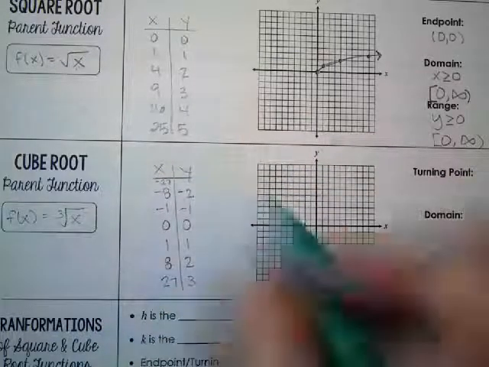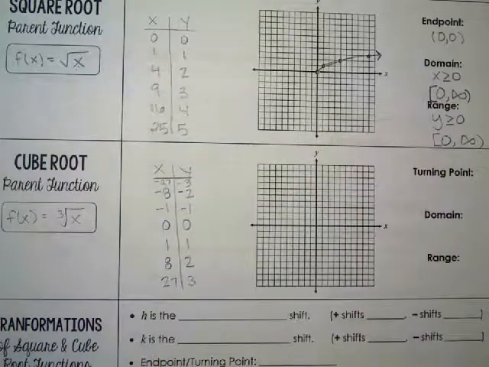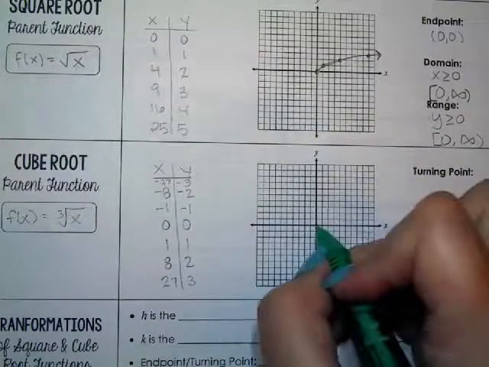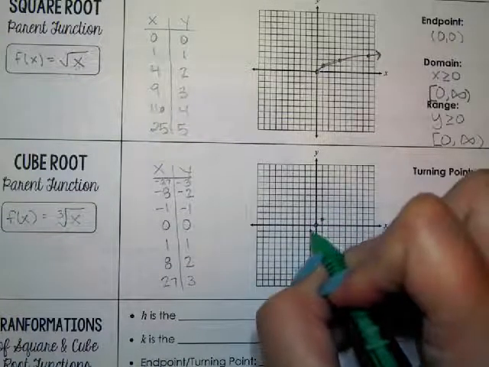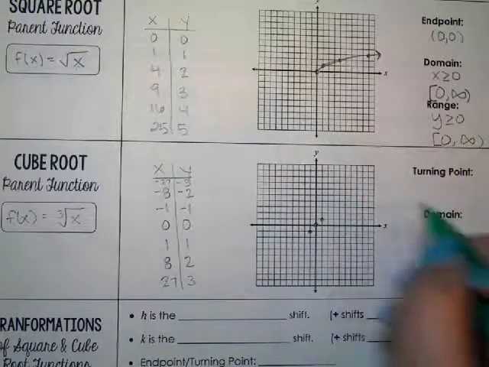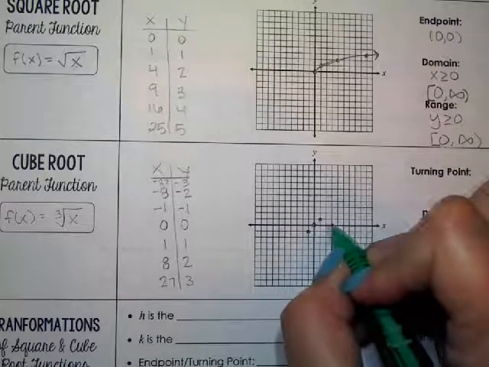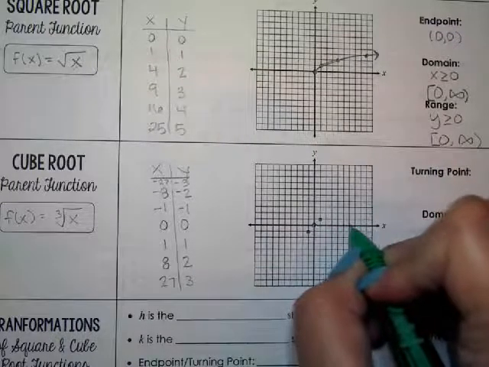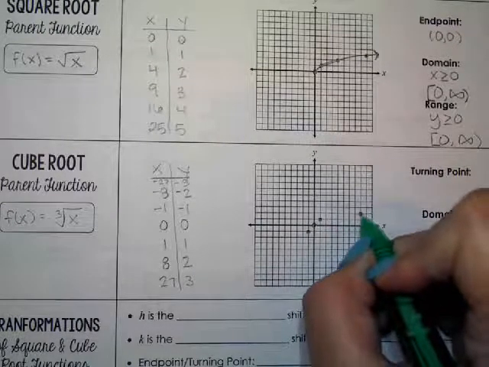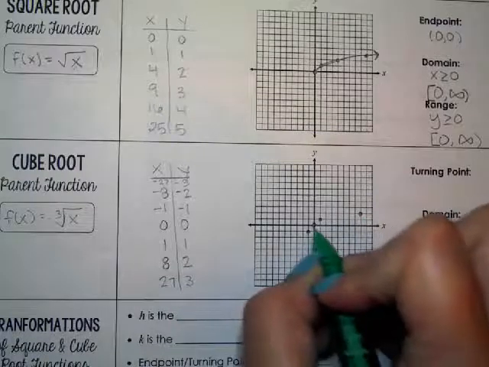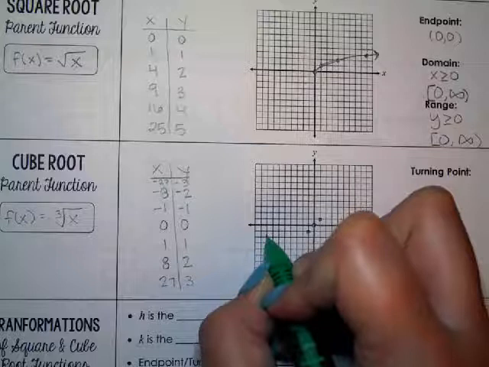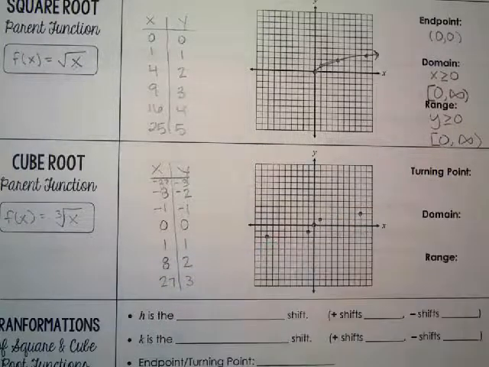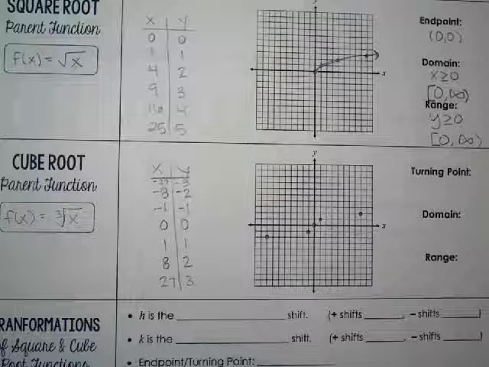Okay. All right, so I got 0, 0. I got 1, 1. Got negative 1, negative 1. Got 8, 2. Negative 8, negative 2. Okay. And then the 27 and the negative 27, I can't really draw those.